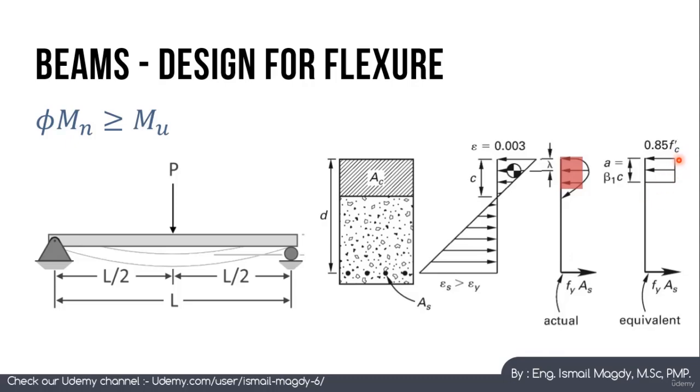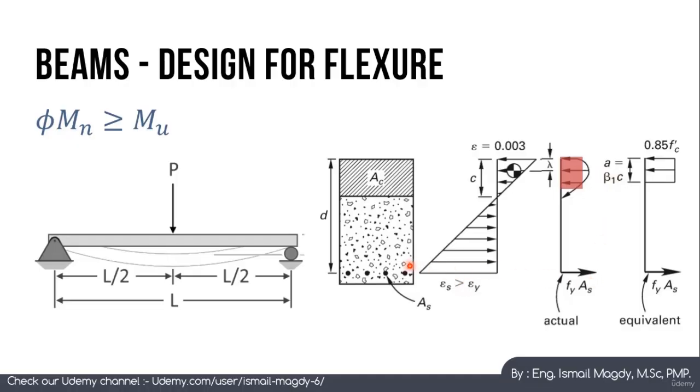Here this value is 0.85 fc' instead of fc', and this depth is a instead of c, where a equals beta 1 times c, and this beta 1 is a factor that depends on the strength of the concrete. I'm going to show you the table from where we can get this beta value.